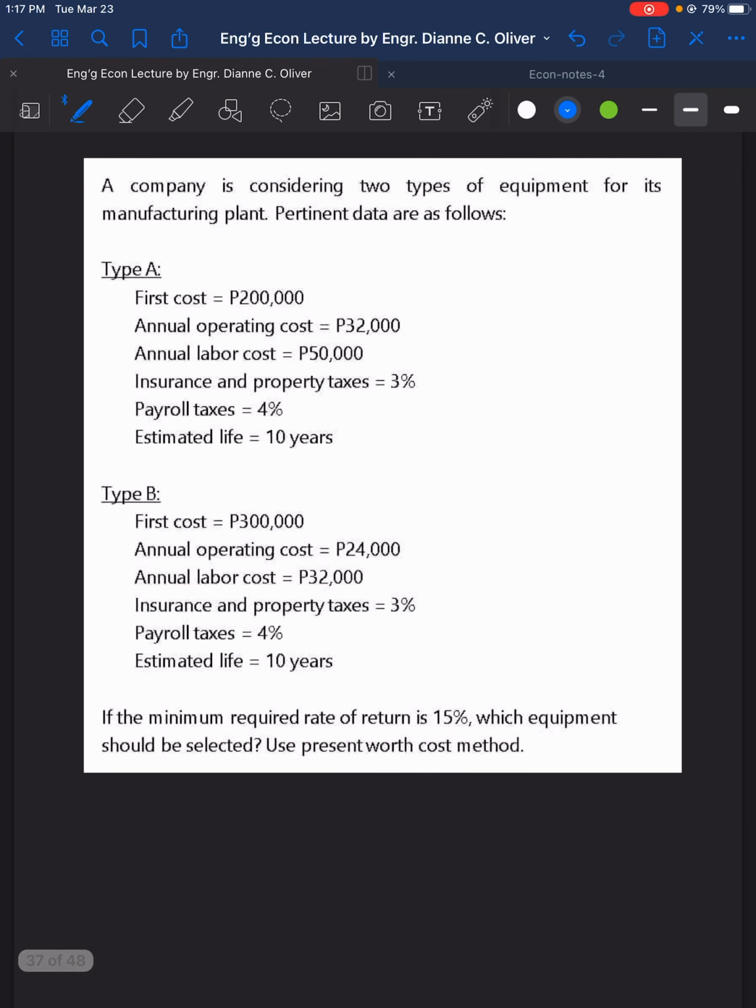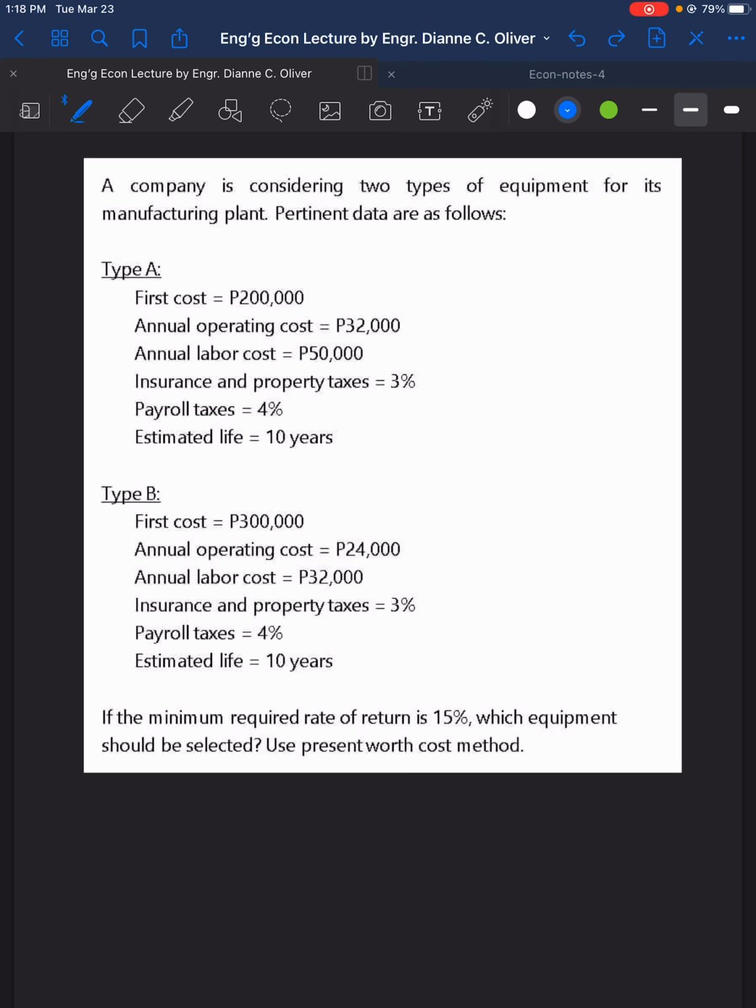So the problem is, a company is considering 2 types of equipment for its manufacturing plant, and pertinent data are as follows. Now, these are the 2 equipment. We have type A and type B. For type A, we have the first cost, 200,000 pesos. The annual operating cost, which is 32,000 pesos. The annual labor cost, which is 50,000 pesos. Insurance and property taxes is 3%. Payroll taxes is 4%. And estimated life is 10 years.